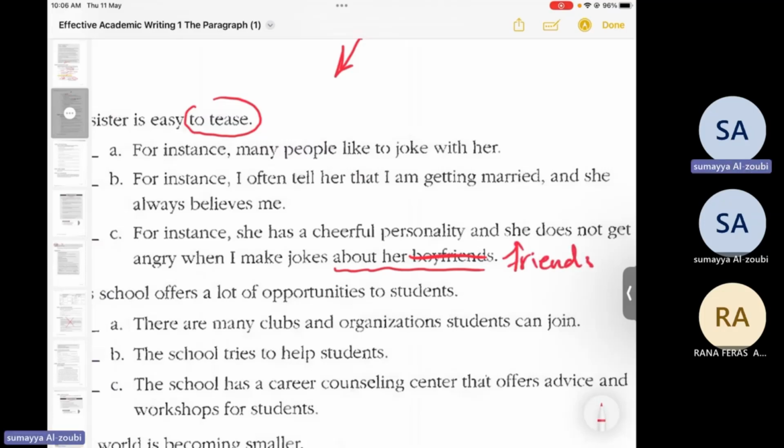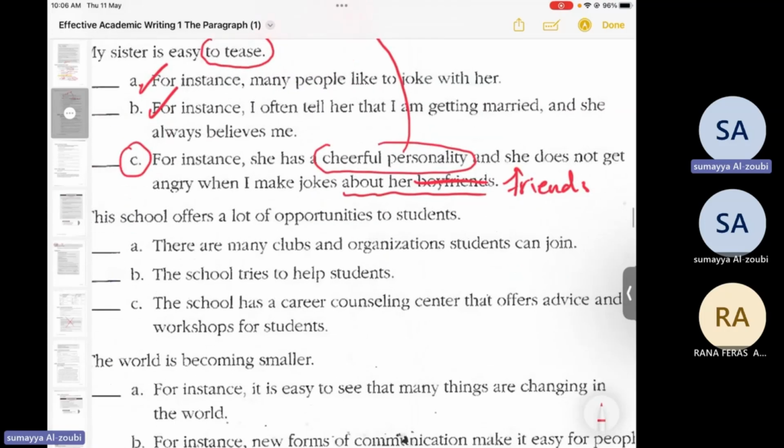So what do you think? Which one of them could be taken? Lisa, yeah. A and B. What about C? She has a cheerful personality. Is this related to the controlling idea that we have already added at the beginning? No, it is totally different here, a characteristic of what we have mentioned in the topic sentence. So no, we will not take that. Agreed? Wonderful. Good, Lisa. Clap your hands for yourself. You deserve it, clap your hands for her.